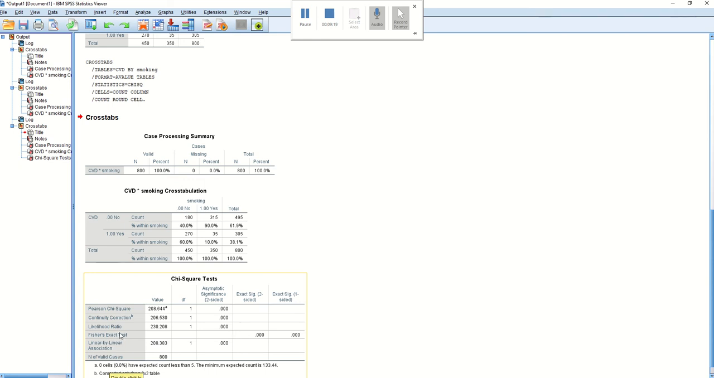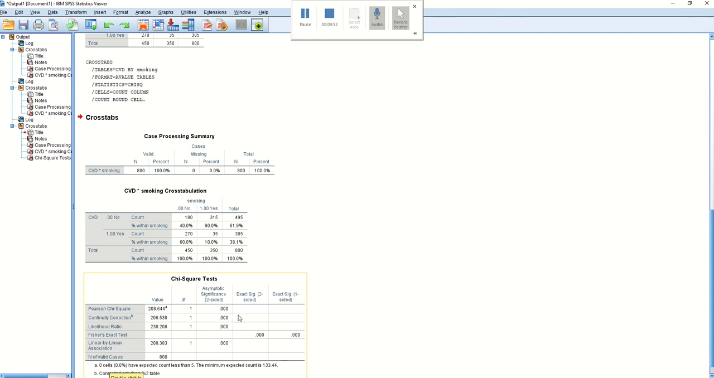Now the Fisher exact test does not produce a value or a degree of freedom, it only produces p-values. Now in our situation, the percentage of expected cells less than 5 is 0%, so we're fine. We're going to use the Pearson chi-square. The value of the Pearson chi-square is 208. There's only 1 degree of freedom, and again, the p-value is what is represented using the significance. And it comes out to be 0.000, meaning the p-value is very small.